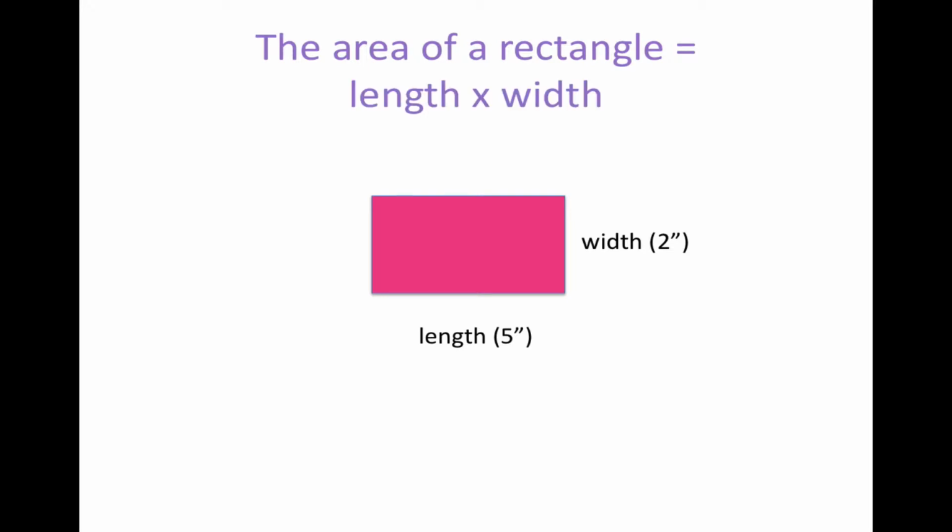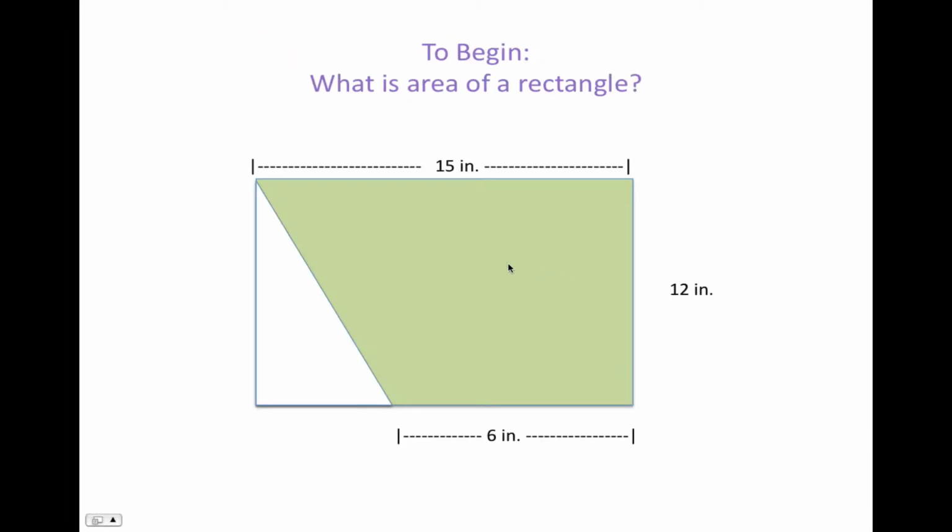I hope you said that the area of a rectangle is length times width. So in this case, it would be 5 times 2, which is 10. So the area of this rectangle is 10. So let's go back to our example.